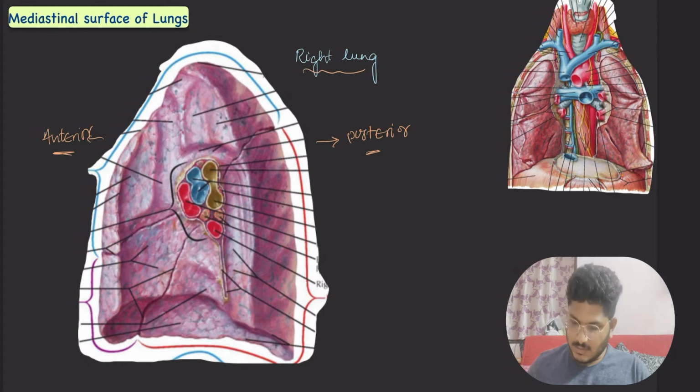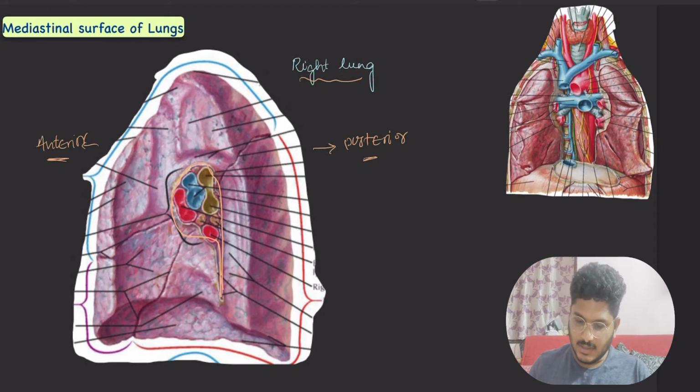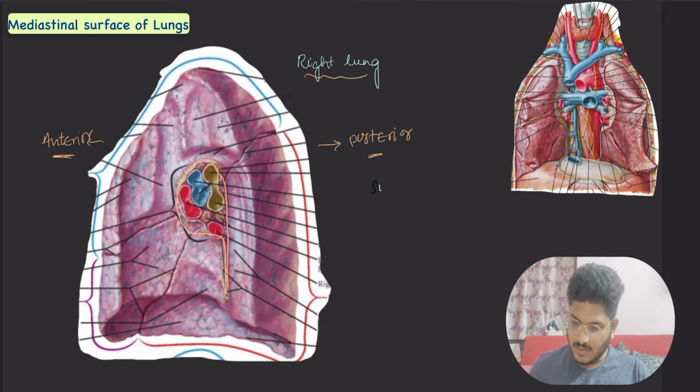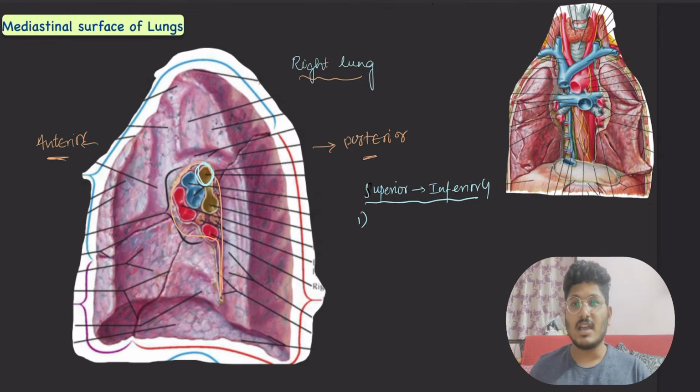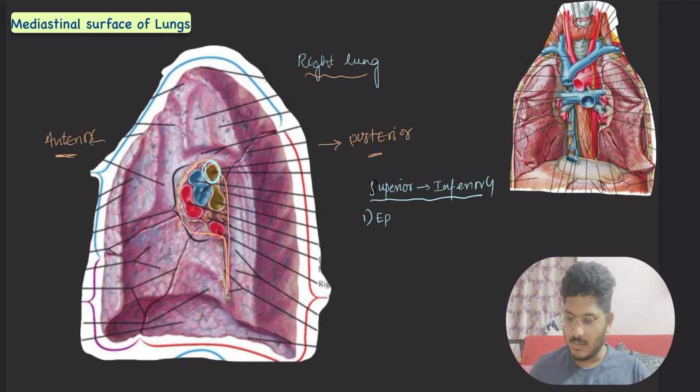First we'll see the structure of the right-sided hilum, or hilum of the right lung. When we see into the structure of the hilum of the right lung, the structures are arranged in such a way that, superior to inferiorly, the first one is the eparterial bronchus. That is a bronchus which is above the artery, that is pulmonary artery. That is called as eparterial bronchus.